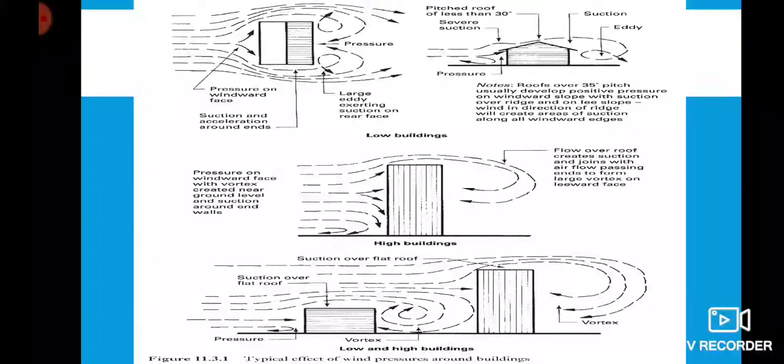Wind pressure can be negative when it creates a pulling force and positive when it creates a pushing force. Suction, or negative wind pressure, is defined as the means by which matter is drawn from one space into another, because the pressure inside the second space is lower than the pressure in the first.